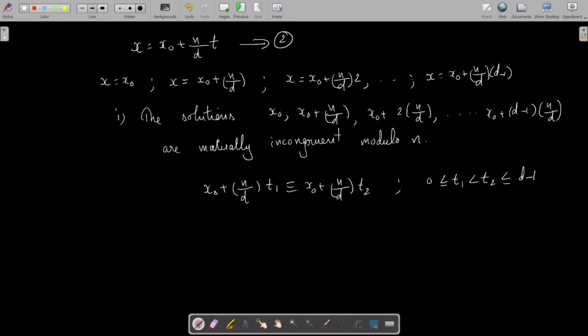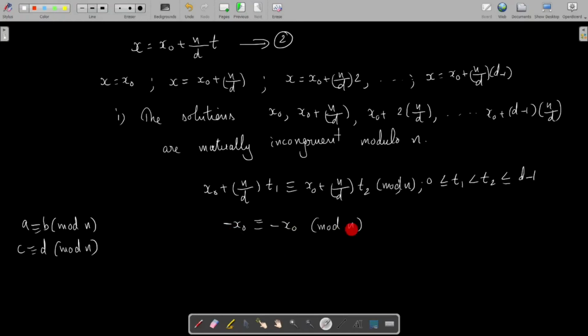Here x naught is common to both sides, and we have the result A congruent to B mod n and C congruent to D mod n implies A plus C congruent to B plus D mod n. So we may consider the congruence minus x naught is congruent to minus x naught mod n, because minus x naught minus minus x naught is 0, which is a multiple of n, and we may add these two congruences. Then we will get n by d into t1 is congruent to n by d into t2 mod n. So we may skip this step and write n by d into t1 is congruent to n by d into t2 mod n.